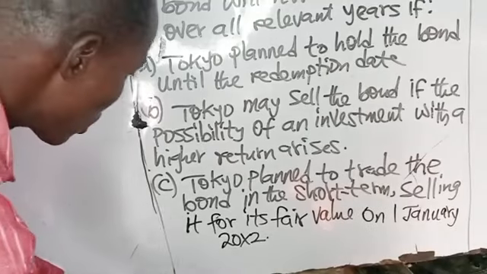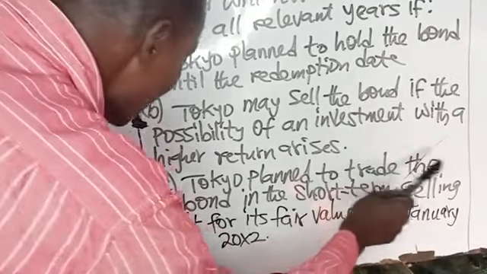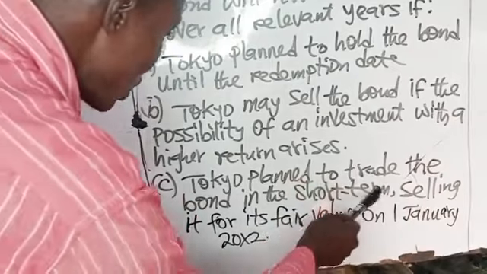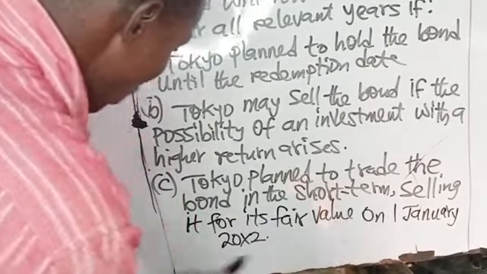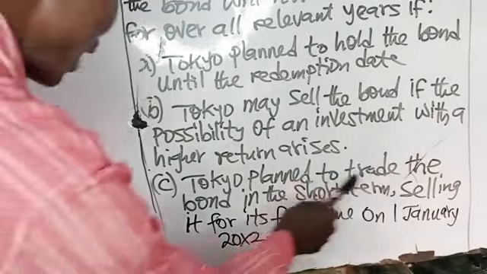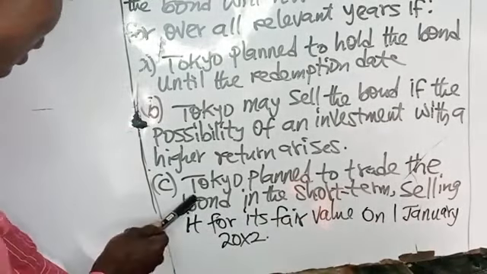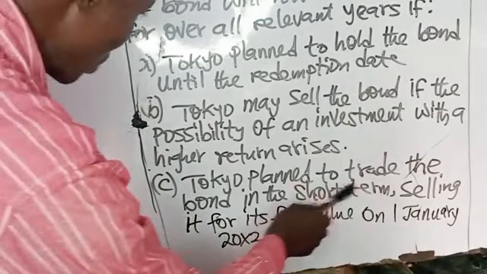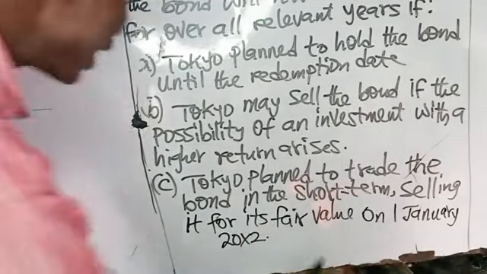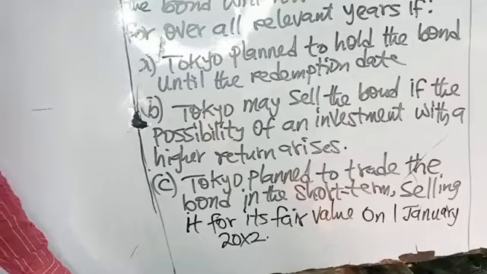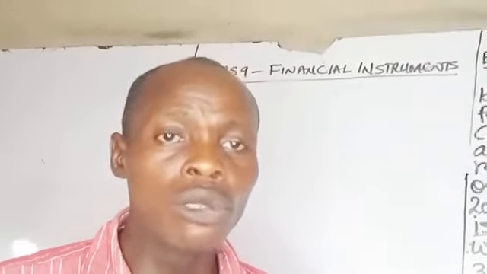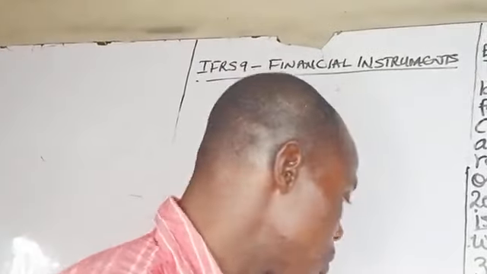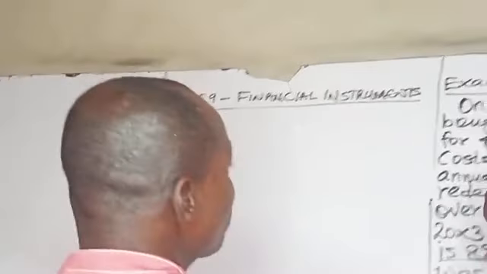C. TOCO plans to trade the bond in the short term, selling it for fair value on 1st of January 2022. Since they plan to trade it, the investment is held for trading purposes, and where an investment is held for trading it will be measured as fair value through profit or loss.